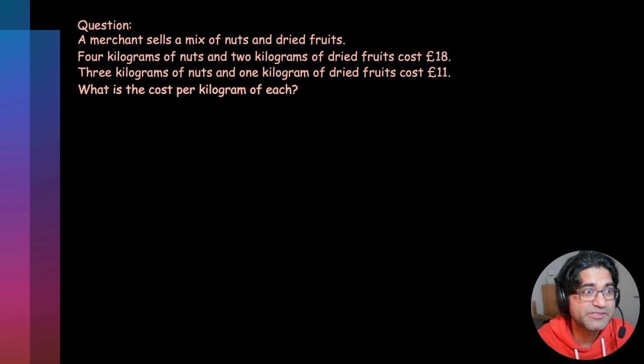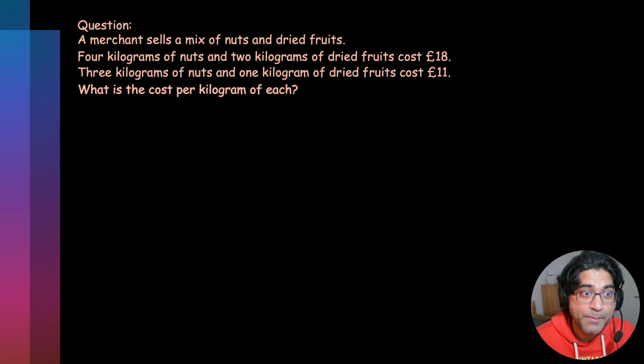So here is the problem statement. A merchant sells a mix of nuts and dried fruits. I already see two different items, nuts and dried fruits. 4 kilograms of nuts and 2 kilograms of dried fruits cost 18. So I have been given a combination of different quantities of nuts and dried fruits that cost a certain amount. 3 kilograms of nuts and 1 kilogram of dried fruits cost 11. So I have been given a different combination of quantities of nuts and dried fruit that cost a different amount.